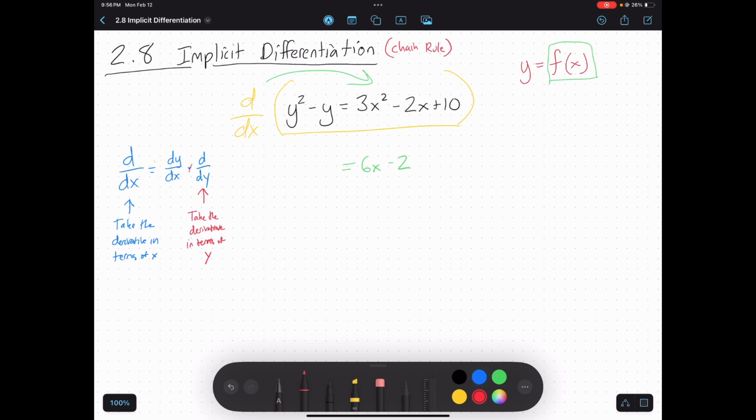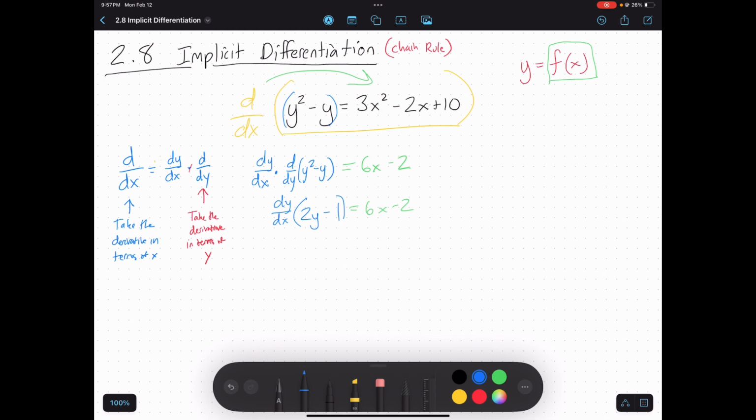So, if I look at just this left side of the equal sign, by multiplying by dy over dx, I can now just take the derivative of this in terms of y. So I can just treat the y's as x's, take the derivative like normal. I get 2y minus 1. But remember, in order for me to do that, I need to multiply by dy over dx.